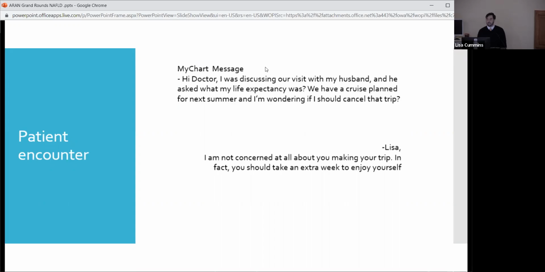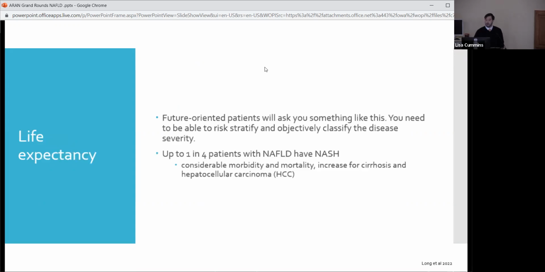The best way to do that is to define it and give them some numbers, right? Because like I said, liver disease, I'm going to die of cirrhosis. That's the first thing they're worried about. So you got to kind of explain this away to them. Future-oriented patients will ask you something like this. It might not be as blunt as a cruise ship, but they'll ask you how bad it is.